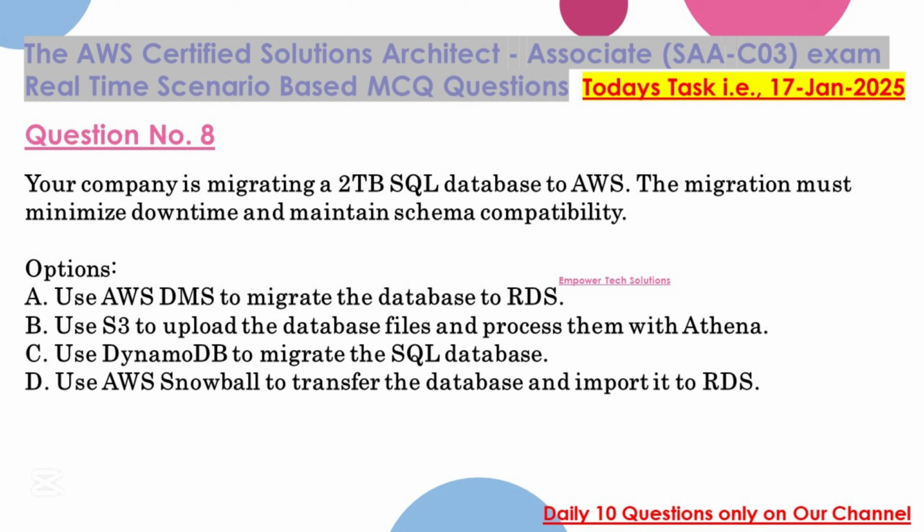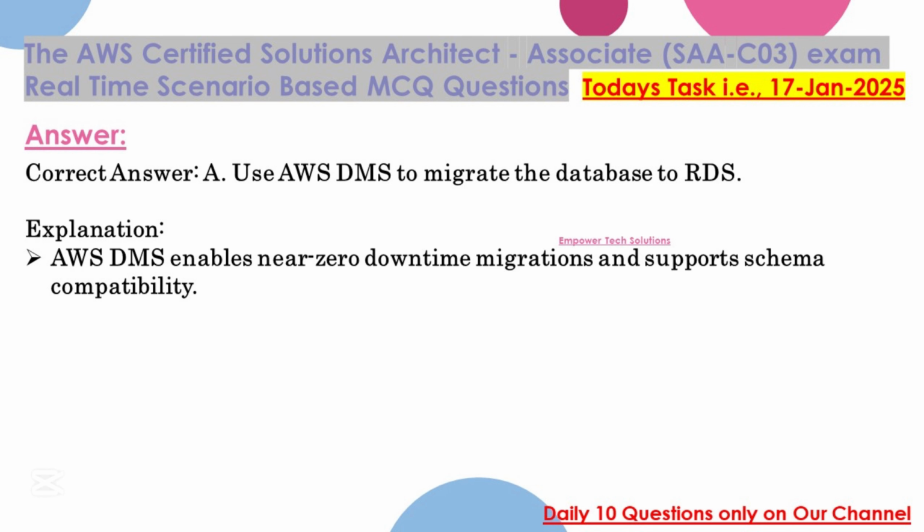C. Use DynamoDB to migrate the SQL database. D. Use AWS Snowball to transfer the database and import it to RDS. Correct answer: A. Use AWS DMS to migrate the database to RDS. Explanation: AWS DMS enables near-zero downtime migrations and supports schema compatibility.